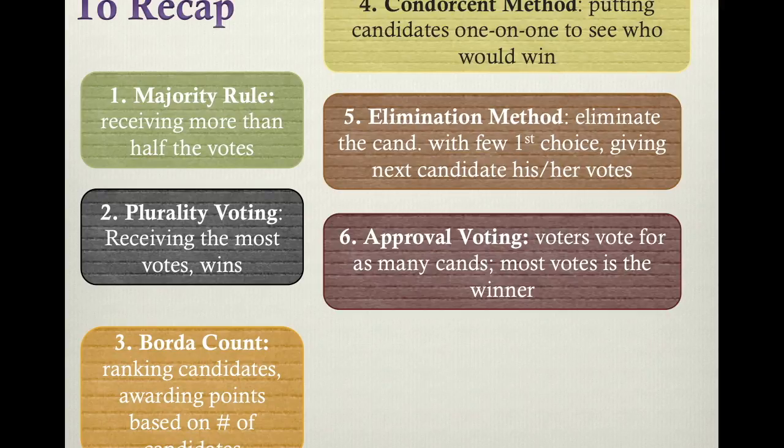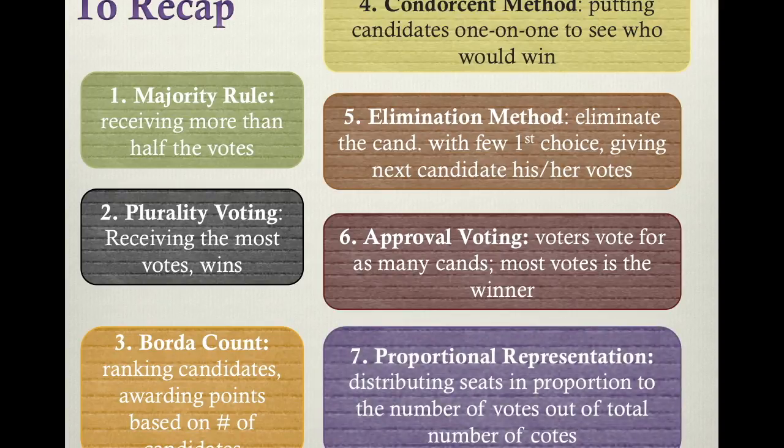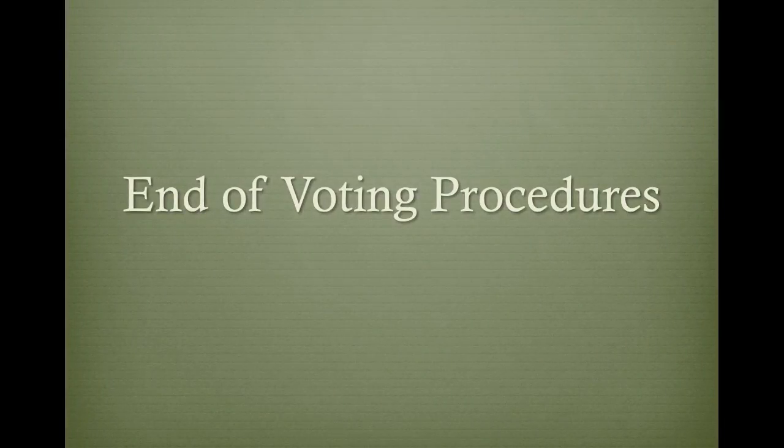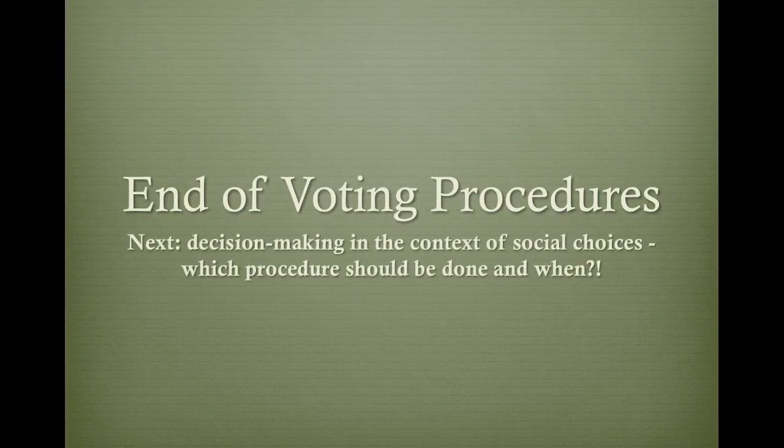We saw approval, so just vote for as many people as you want and calculate it based on who gets voted. And finally, what we just looked at, proportional, where we would distribute the seats in proportion to the number of votes out of the total number of votes. That is the end of voting procedures. Next, now that you know the voting procedures, we're going to talk about decision making in the context of social choices. Which procedure should be done and when?